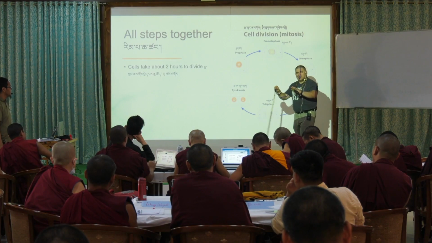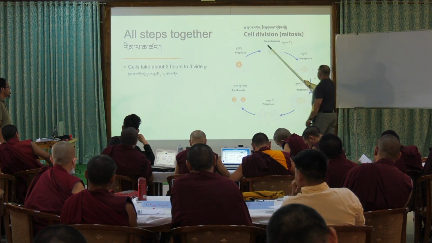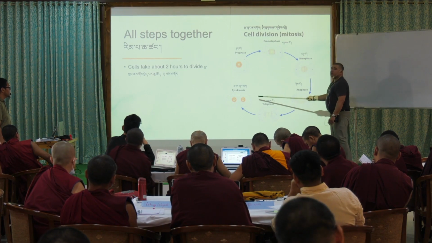On average, let's just give an average. They take about 2 hours to go from prophase all the way to cytokinesis. Some cells may take as long as days to go through the process. Not hours, but days. It really does depend on which cell you are referring to.